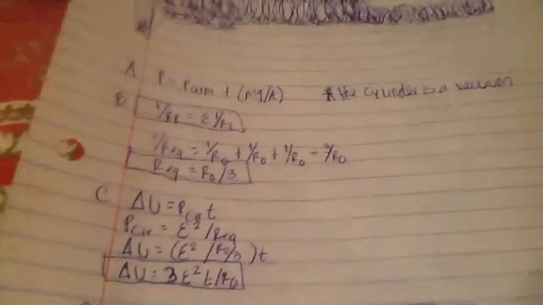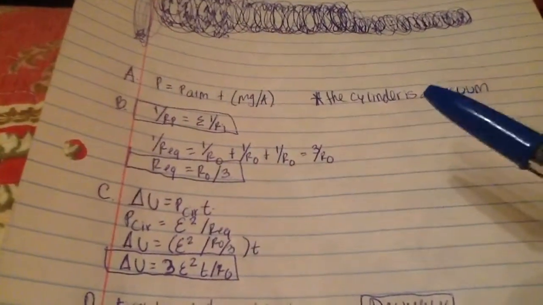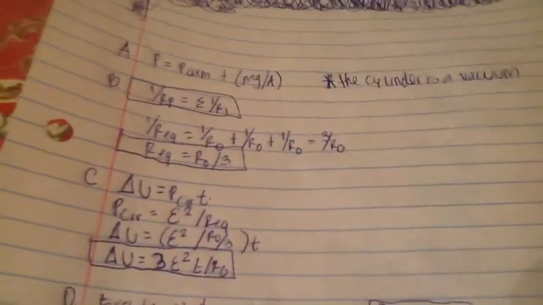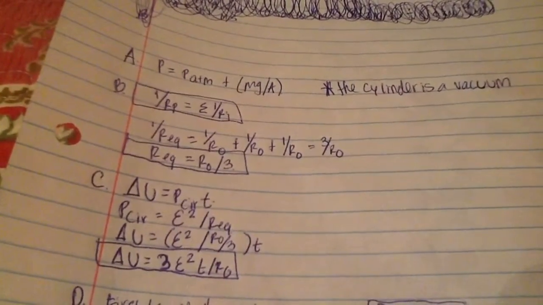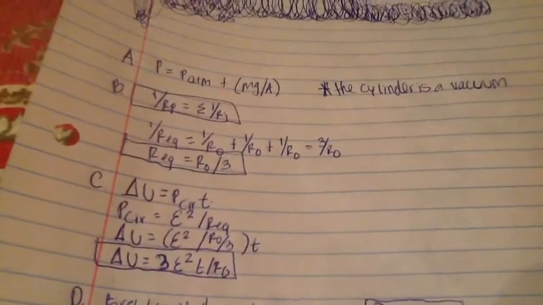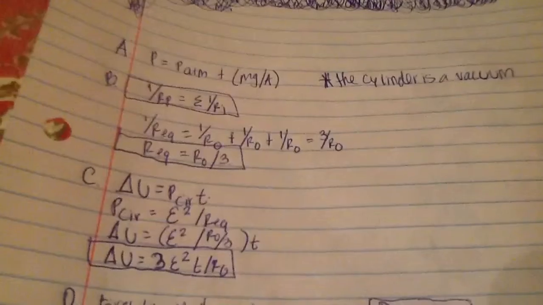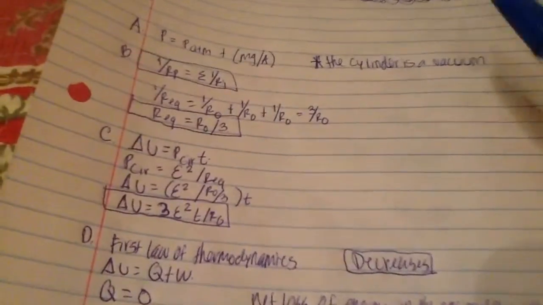And then for part B is where I actually start doing work. So 1 over REQ equals the sum of 1 over RI. Then you kind of do your work, and then you get 1 over REQ equals 1 over RO plus 1 over RO plus 1 over RO equals 3 over RO. REQ equals RO over 3. And so that's our answer right here.